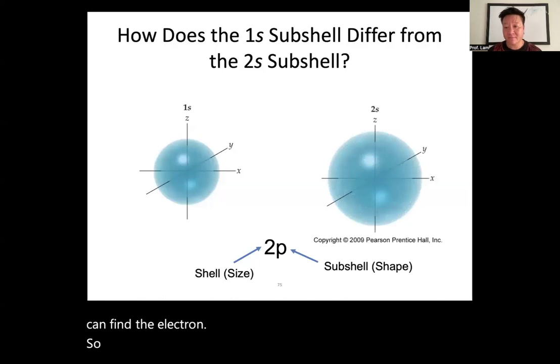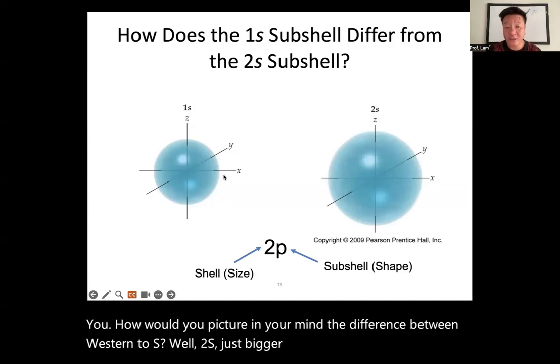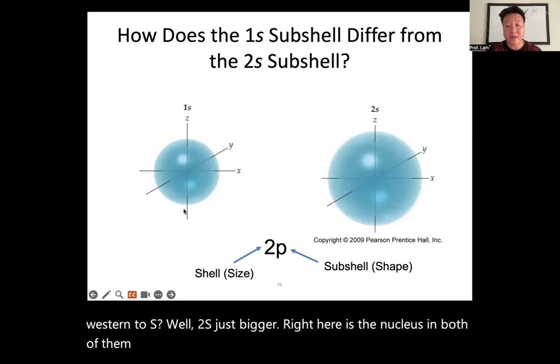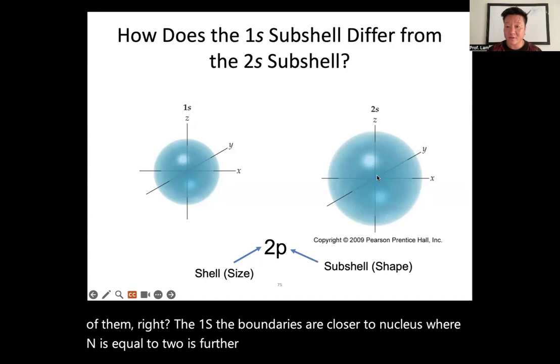So how would you picture in your mind the difference between 1s and 2s? Well, 2s is just bigger, right? Here's the nucleus in both of them. In the 1s, the boundaries are closer to the nucleus, where n is equal to 2 is further away from the nucleus, right?